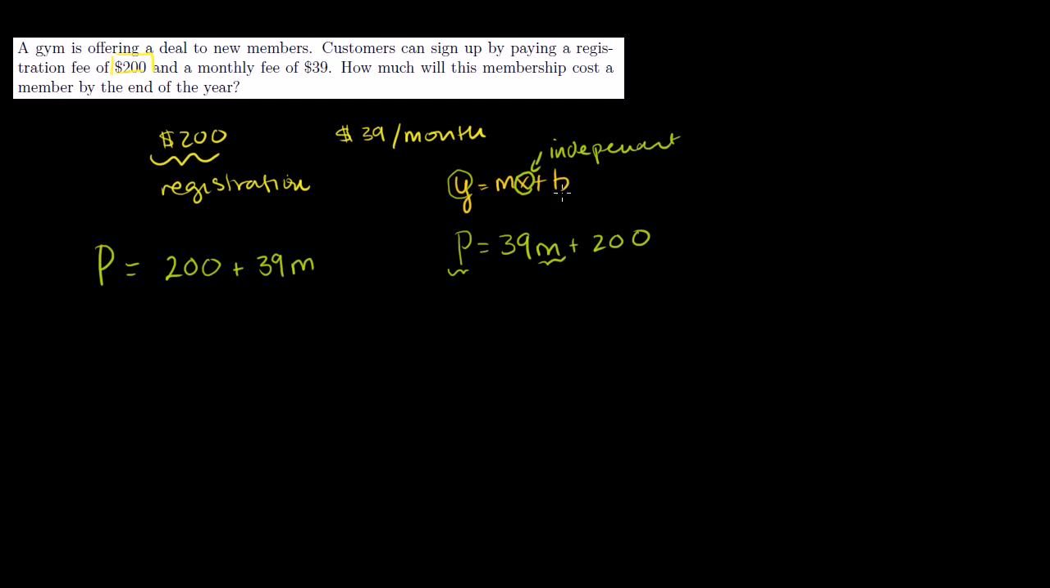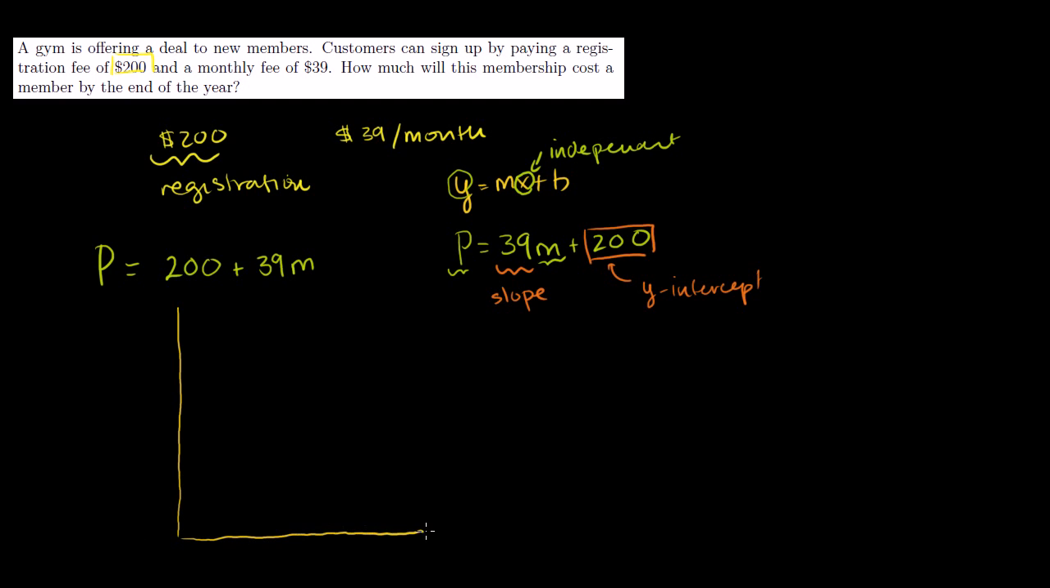Using our pattern match, the 200 right here is the vertical intercept, or the p-intercept. I'm tempted to call it the y-intercept, but we're really intersecting the p-axis instead of the y-axis. And this right here, 39, is our slope. So let's graph this function. I won't do it too accurately. I just want to do a hand-drawn graph to give you an idea.